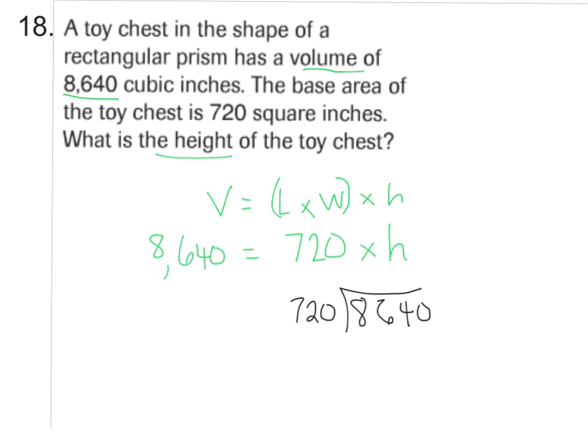Okay, for step 1, you're going to divide. 720 can go into 864 one time. When you subtract, you're going to have 144 left. Let's bring down our 0. 720 I know goes into 1,440 two times, and 2 times 720 is exactly 1,440. So I would say that the height of this rectangular prism, or the toy chest, would be 12, and this is found in inches. So it would be 12 inches. Let's move on to our next question.